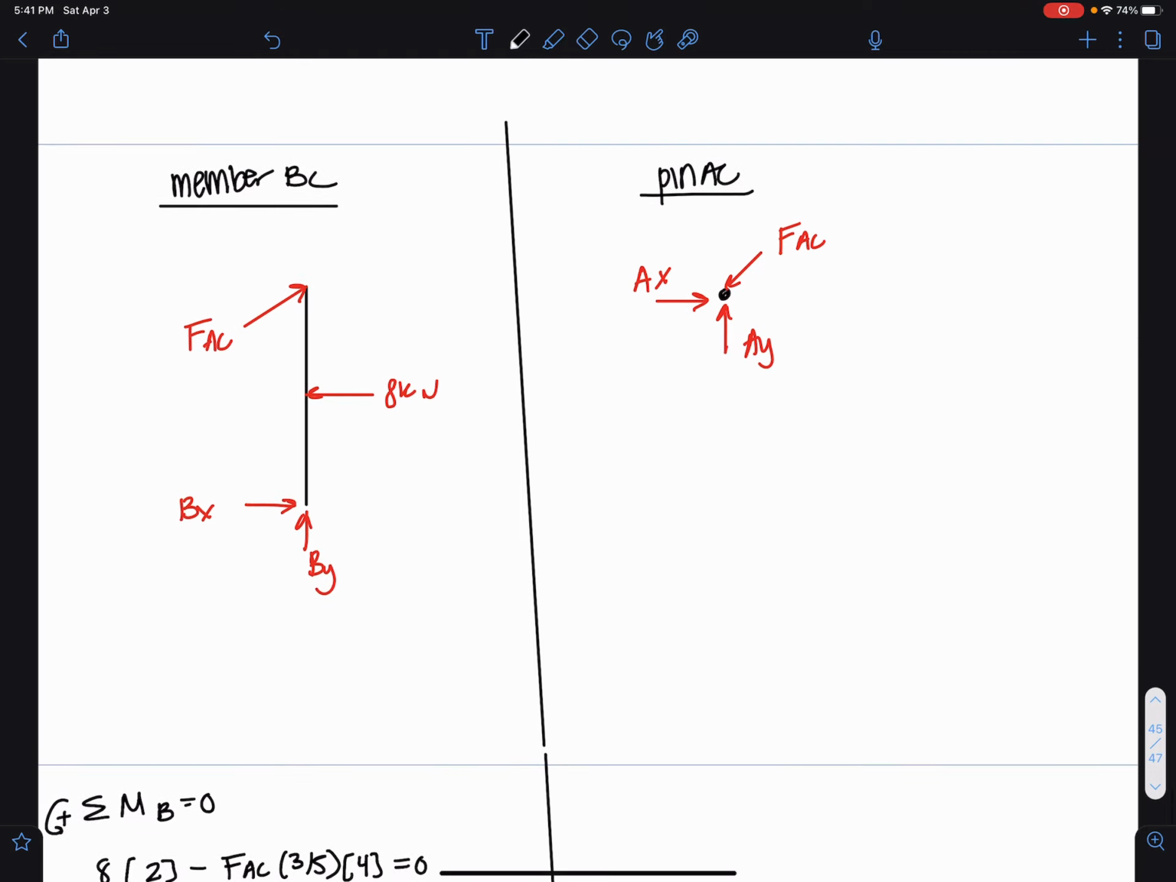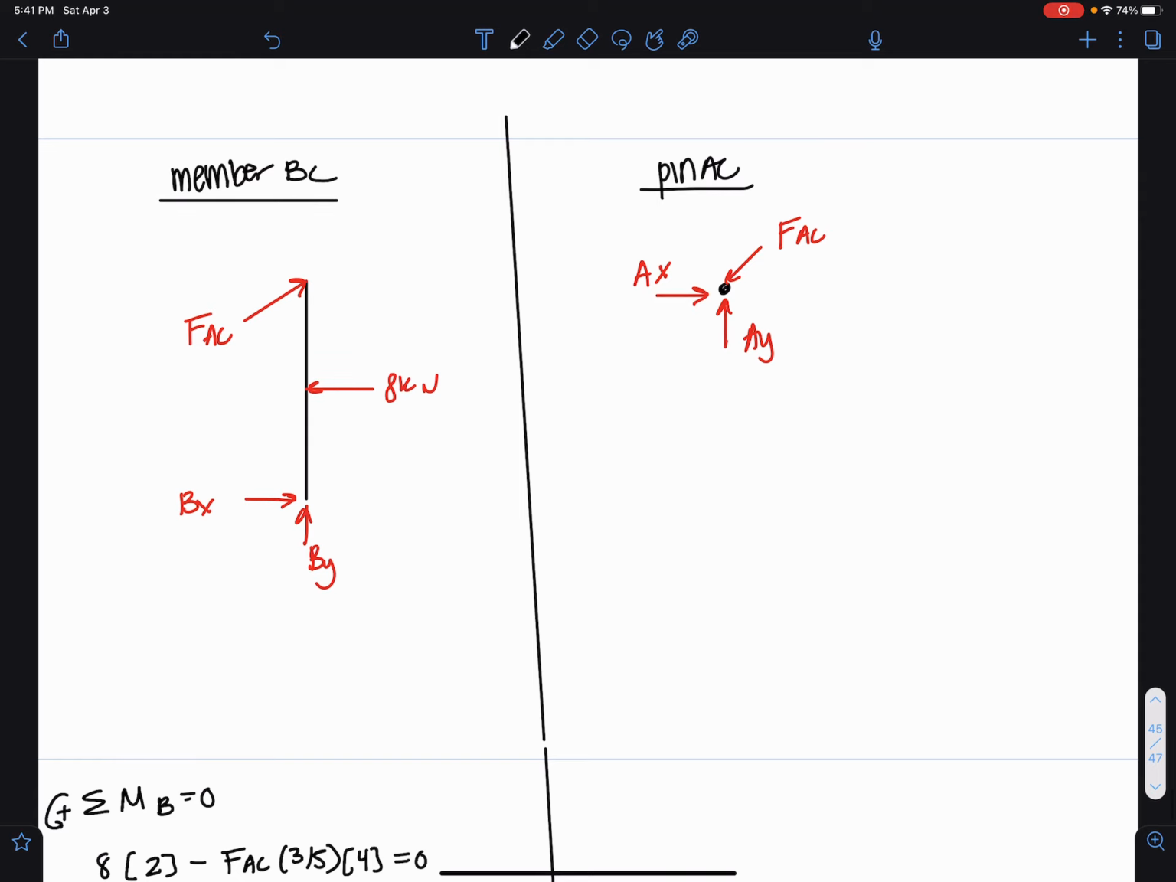And on this side, we're going to analyze pin AC. So I have some room up here. I'm going to actually just do it up here. I have sum of forces in the X. And remember, because this is method of joints, technically, I only have those 2 equations of equilibrium to use now. The 3/5 component here, and I can directly solve for AX, which is 4 kilonewtons.